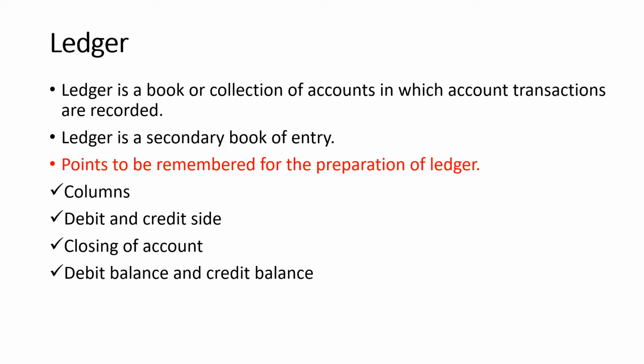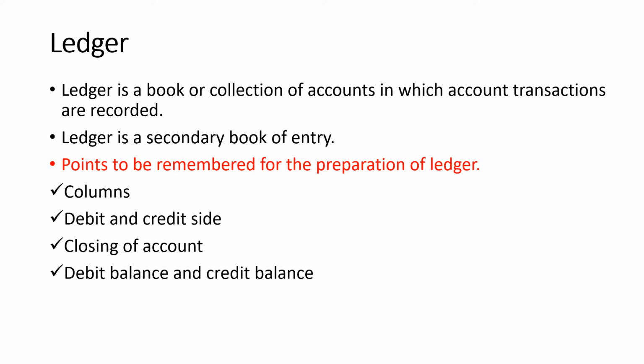See, after preparation of journal, after passing of journal entries, we have to prepare the second book, the ledger. It is a book or collection of accounts in which account transactions are recorded. Ledger is a secondary book of entry, so a journal is a prime book of entry, and ledger is a secondary book of entry. Here it includes a collection of accounts, means it includes separate accounts for each item.